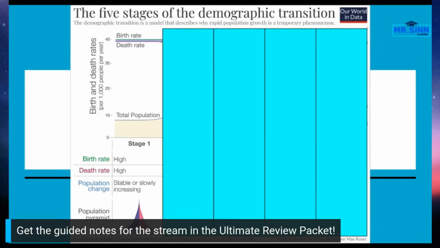All right. Let's talk about this demographic transition model. Honestly, it is definitely one of the biggest things in this unit. So this is one of the things I definitely would recommend you focusing on here.